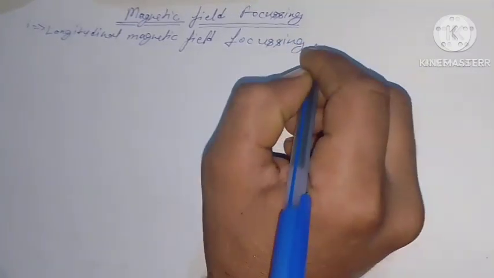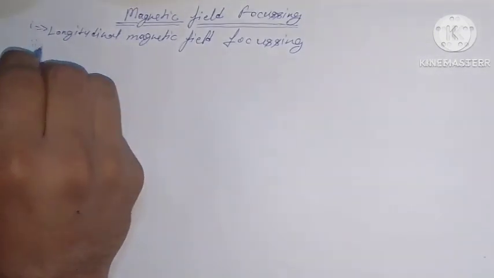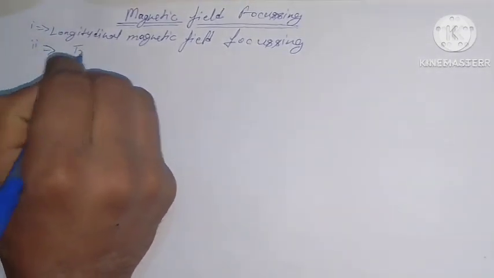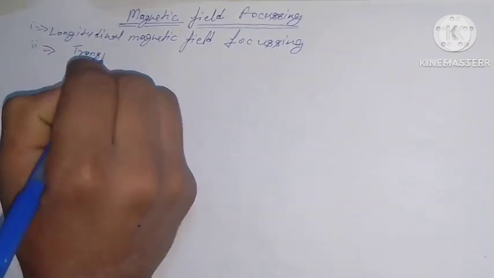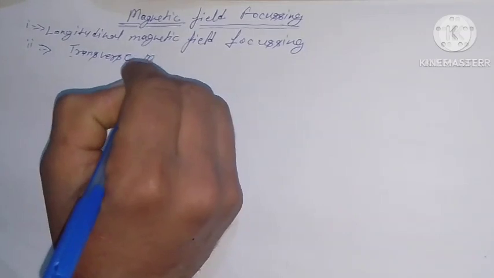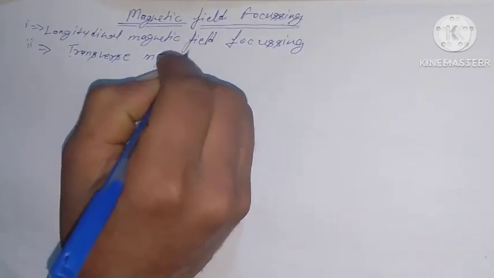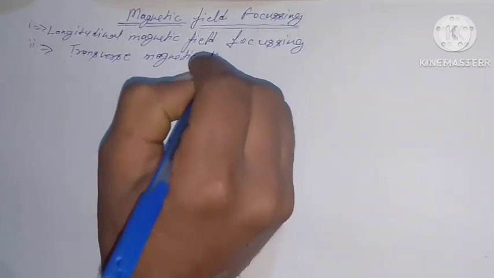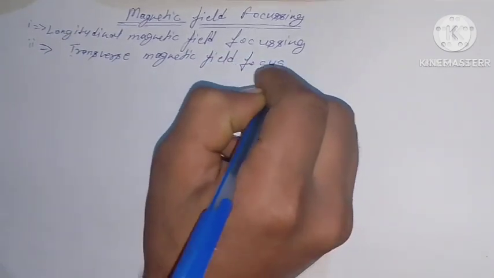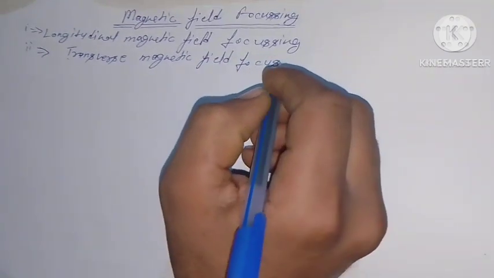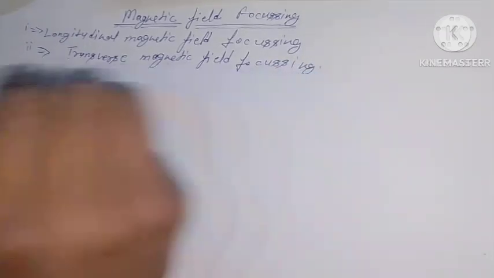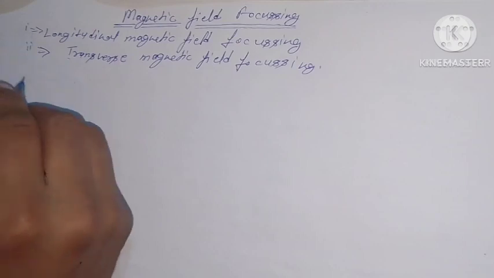Longitudinal magnetic field focusing, and second is transverse magnetic field focusing. Transverse magnetic field focusing.